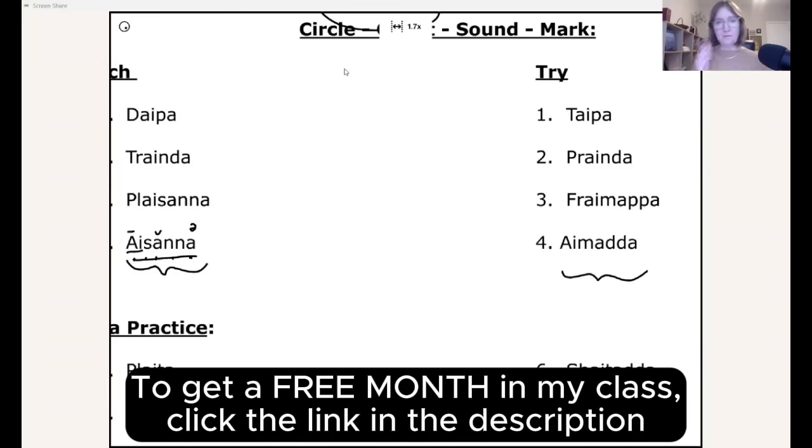Beautiful. Good. So this AI, we know says A. Here we have an A. Here we have an A. A, M, A, D, A. Amada. How did you do on Amada? Did you get it? Yes or A for almost? On Amada. Yes or almost?